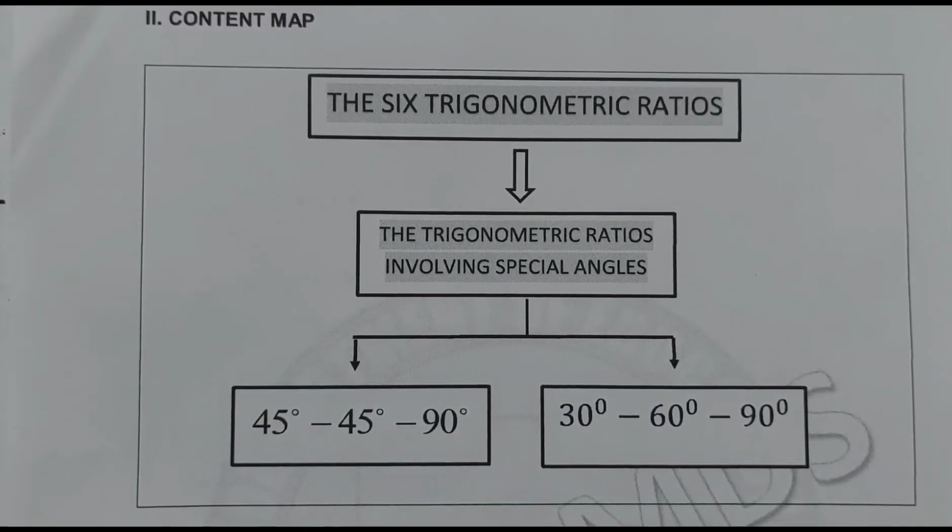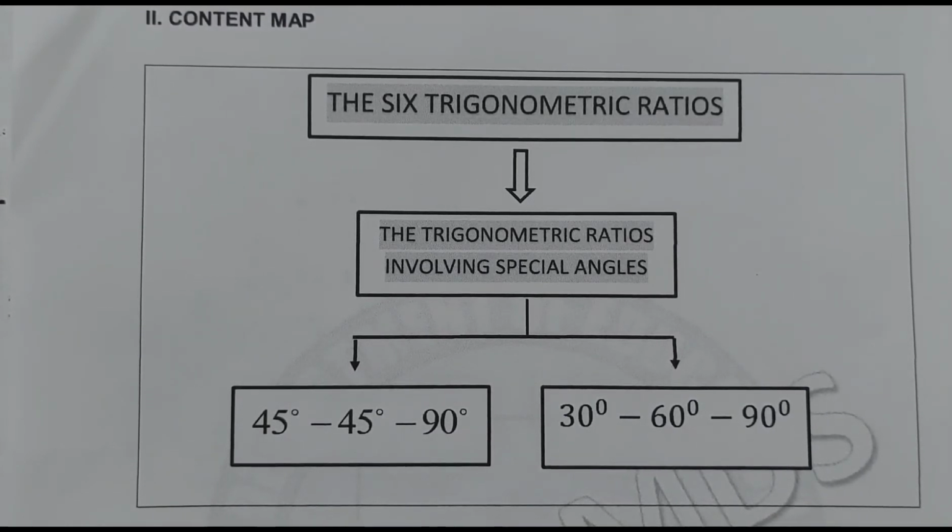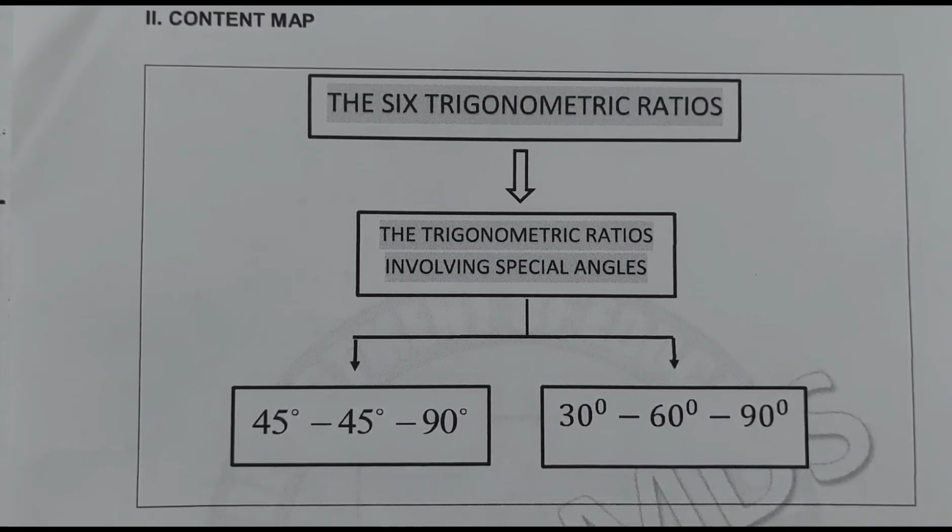Do you still remember what these special angles are? So we have here the content map so that we will be guided. The 6 trigonometric ratios, and then we're going to apply the trigonometric ratios involving special angles. What are these special angles? These are the 45-45-90 degrees angle and the 30-60-90 degrees angle. The one that we discussed, I hope you still remember about the right triangle theorem. So we will be using those concepts at this time.